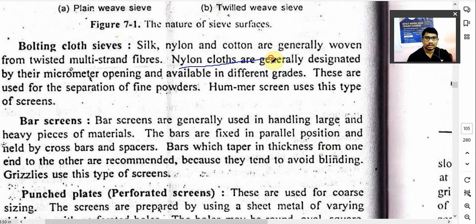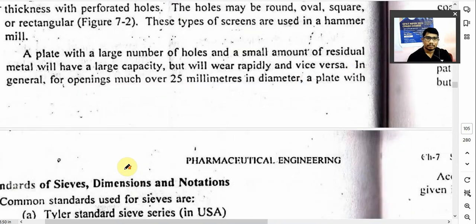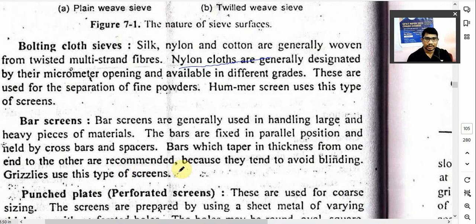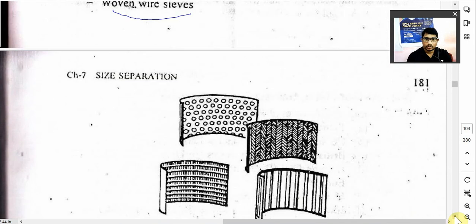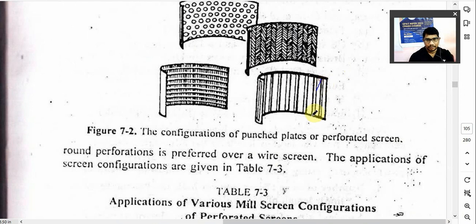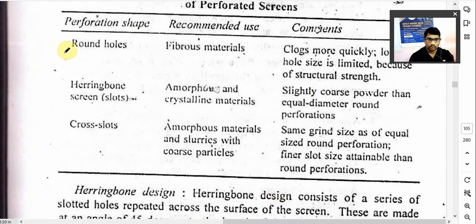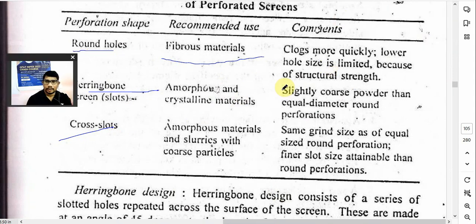Nylon cloths are generally designated for their micrometer opening and are available. ये important है. Bar screen में metal का bar रहेगा. I have told you this is bar screen. I have told you this round hole screen, ring bone screen, or slot screen. Very important. So round holes are used for fibrous material and they clog frequently. ये clogging होता है इसमें. And lower hole size is limited because of the structural strength.